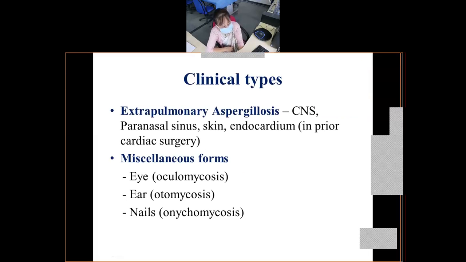Extrapulmonary aspergillosis again can infect the central nervous system. It can affect the paranasal sinuses, skin, and endocardium. Then you can have other entities which the Aspergillus itself can cause: infection of the eye, oculomycosis, or otomycosis if it affects the ear, or onychomycosis where it can affect the nails. So these are some of the manifestations, the clinical types of aspergillosis.